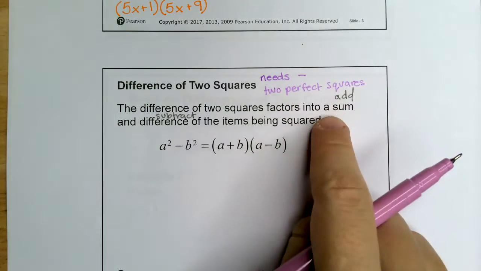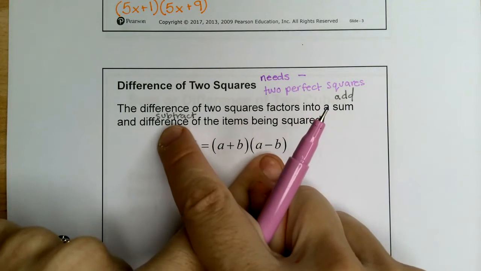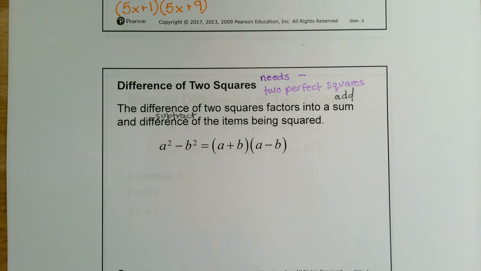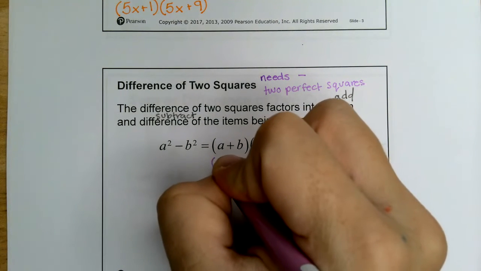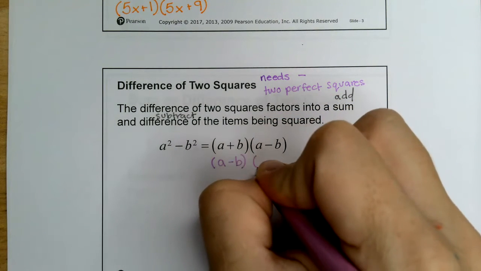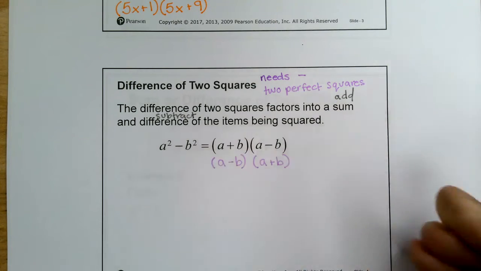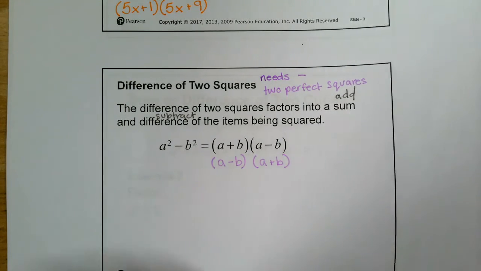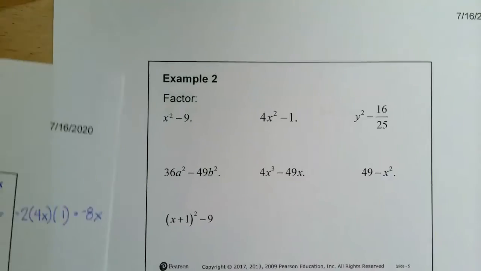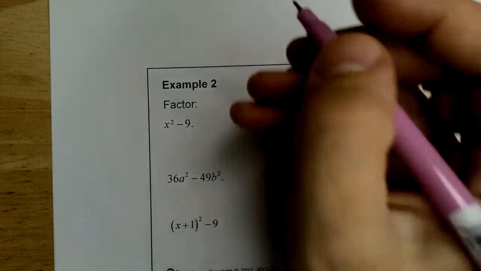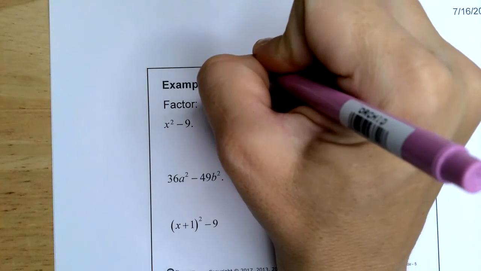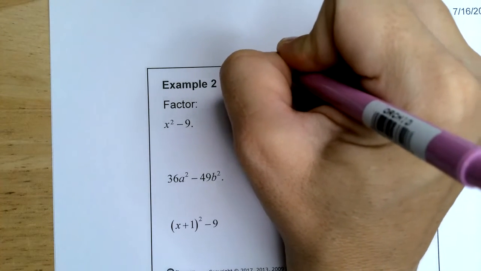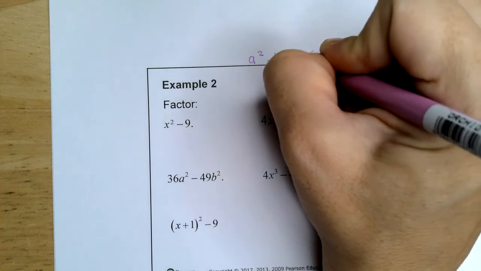And then we turn it into a plus sign and a minus sign. We identify the a and the b. We write it as a plus b times a minus b, or a minus b times a plus b. The order does not matter. Okay, so let's practice this one. And I'll write it at the top of this slide just so that we can look at it.